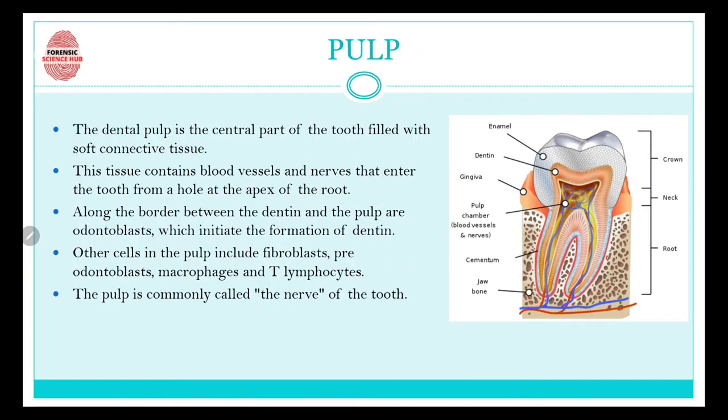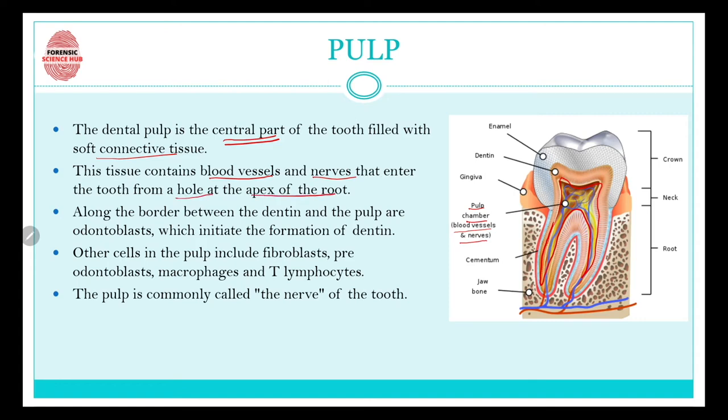Next, let's talk about pulp area. The dental pulp is a central part of the tooth that is filled with soft connective tissue. This area is the pulp chamber. As you can see, pulp chamber. It has blood vessels and nerves. This tissue contains blood vessels and nerves that enter the tooth from the hole at the apex of the root.